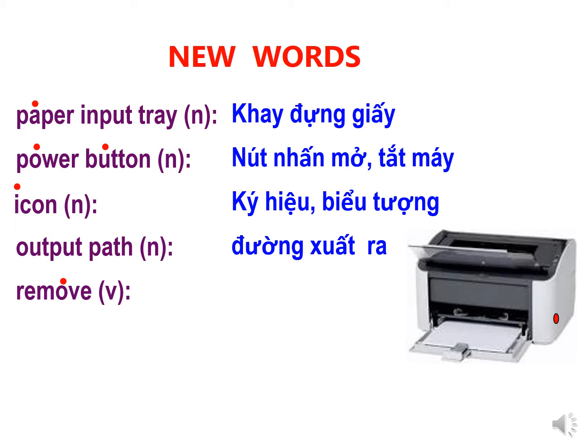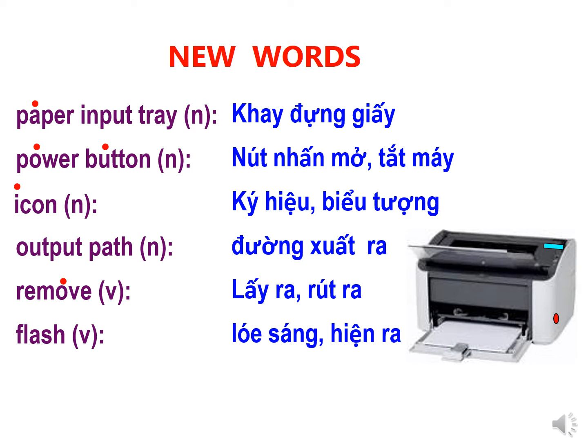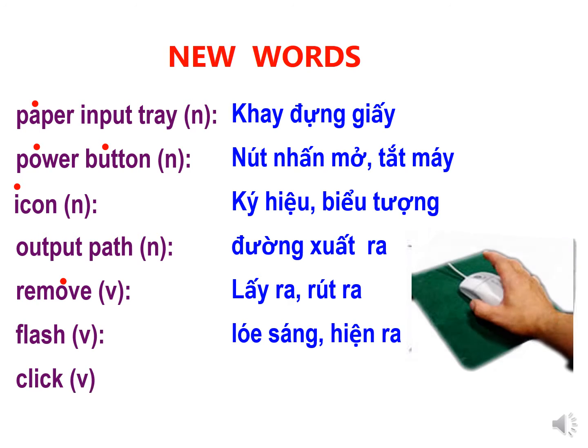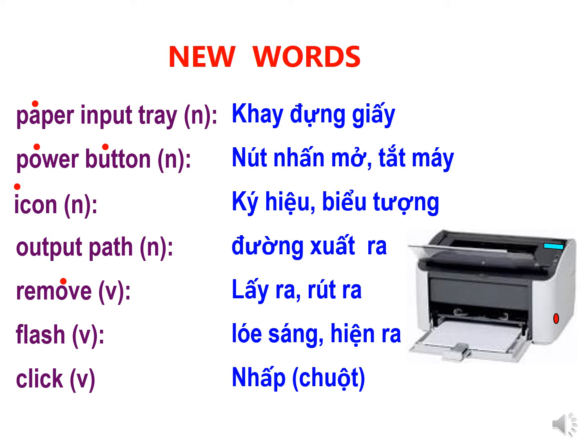Remove là di chuyển, hoặc là mình lấy nó đi, lấy ra, rút ra. Plus có nghĩa là lóe sáng, hiện ra. Click nghĩa là nhấp chuột. Now you listen and you repeat. Paper in push tray, power button, icon, output part, remove, plus, click.